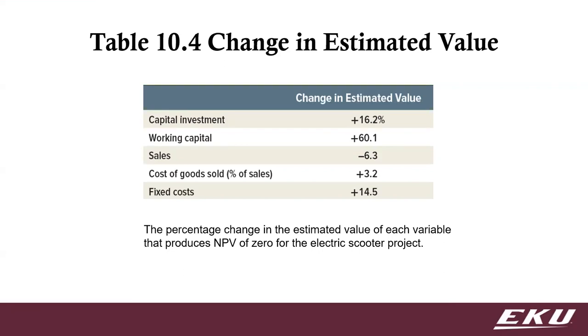Cost of goods sold, because we were saying 50%. If it only goes up to 53.2%, right, that's enough to make it. So we better control our costs, right? So this is some of the changes that we can look at when we're trying to decide that.